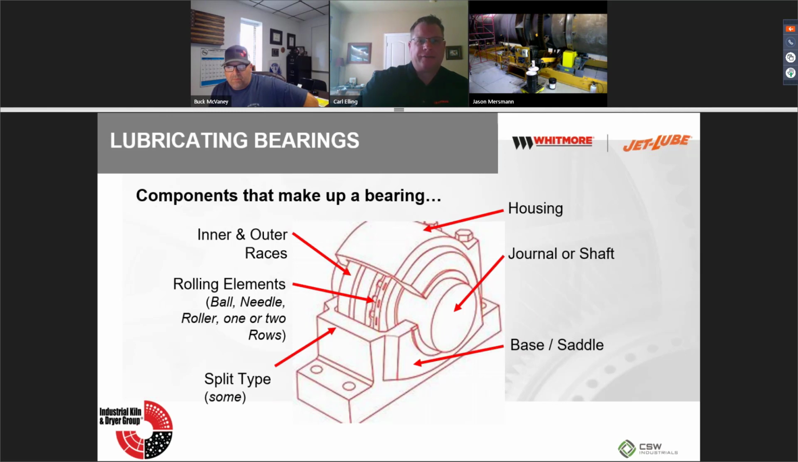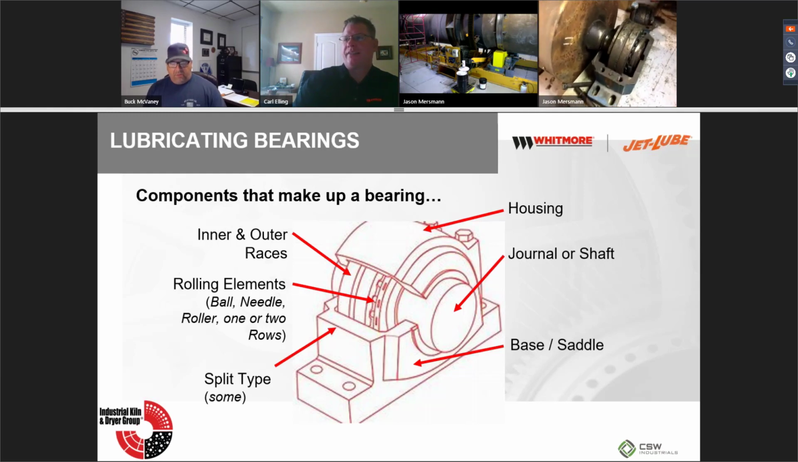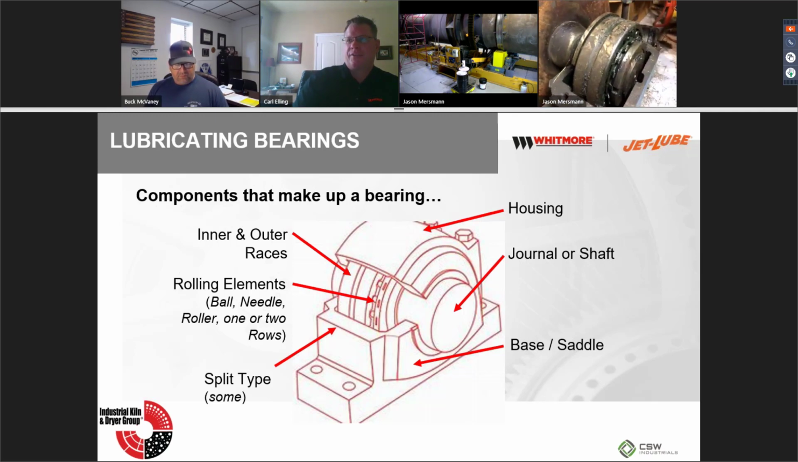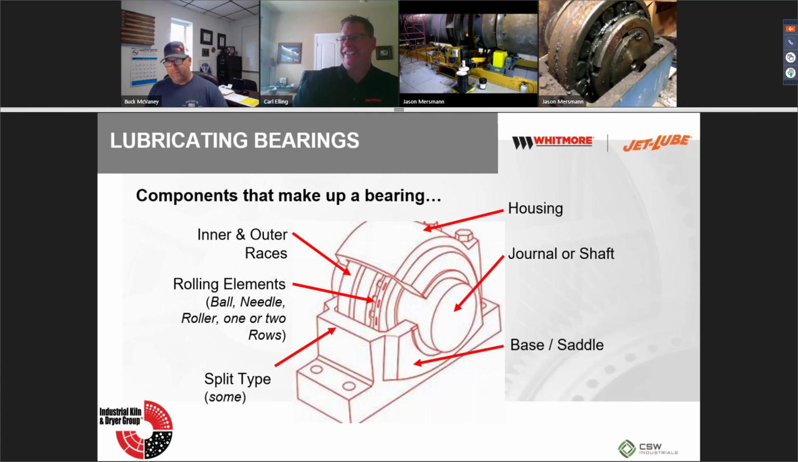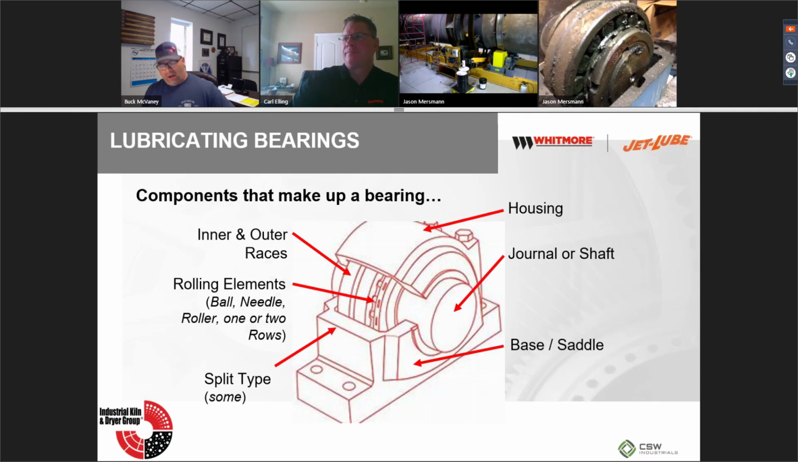Let's get into the fun stuff. Let's talk about bearings. We all see them and work with them. If you don't know what the design looks like, we put a nice little pretty picture up here so you can see the inner and outer races. Jason has been kind enough to take theirs apart there at the school. This is what you don't want a bearing to look like.